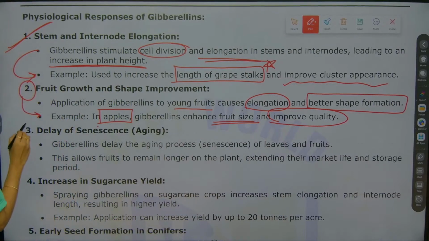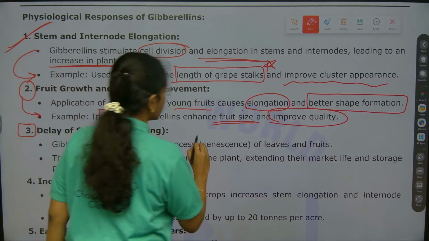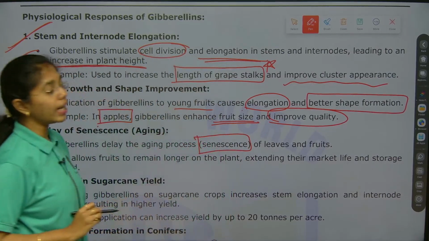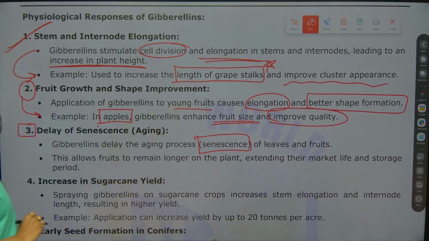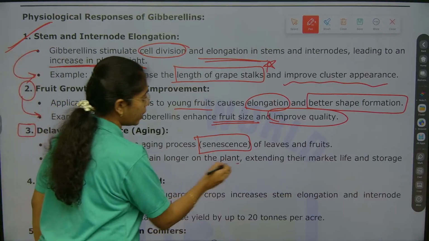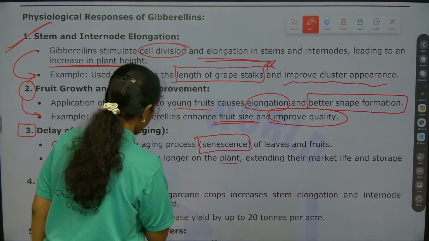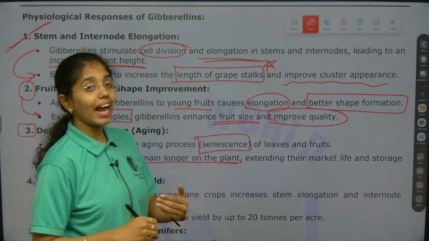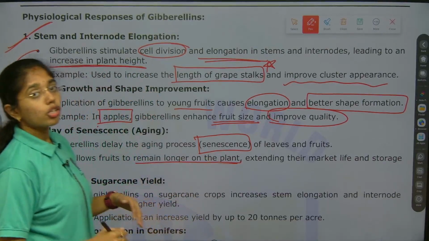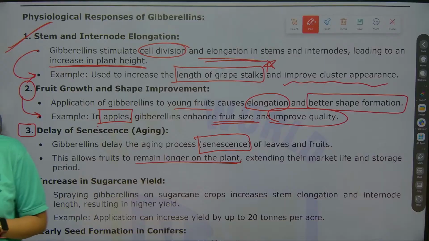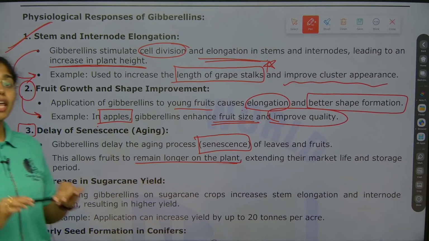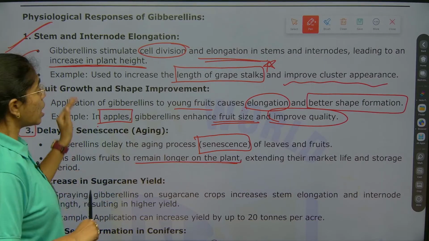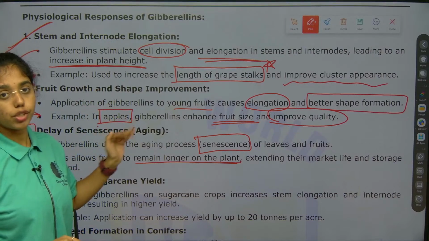Third major point is delay of senescence, that is aging. Gibberellins will delay the aging process of both leaves and fruits. This will allow fruits to remain longer on the plant, and this is extended in the market so that the shelf life of the fruits will be increased because of application of gibberellins.